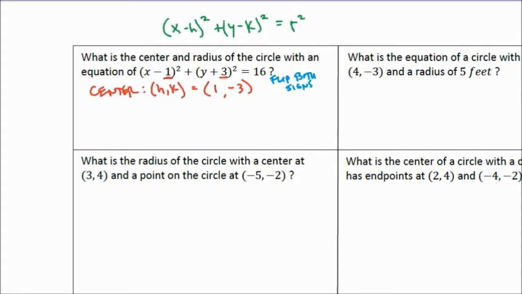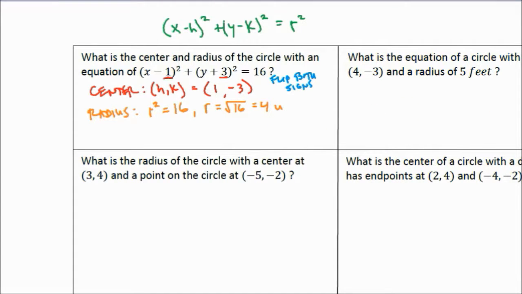And then our next question is, what is the radius? And notice, class, in our equation, this number 16 represents r squared. So that means we know that r squared is equal to 16. When we square root both sides, we will get r is equal to the square root of 16, which is 4, and we don't know the unit of measure, so we'll just write 4 units. So there is our radius.